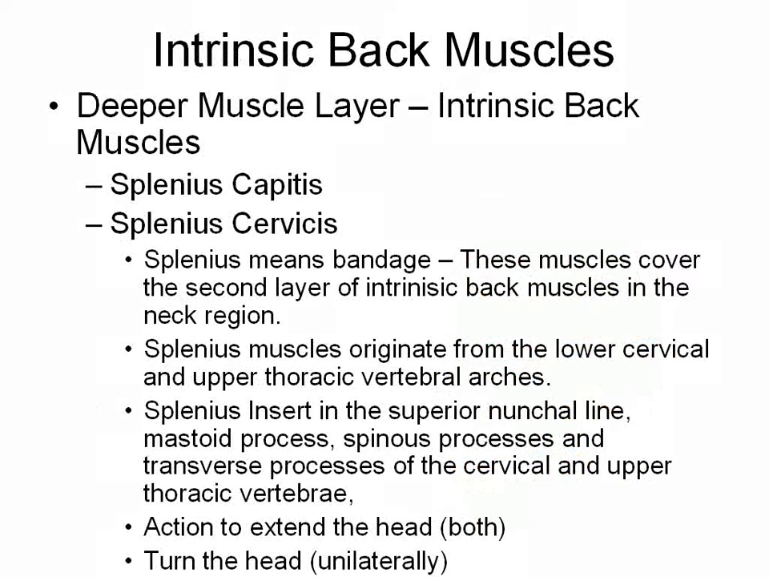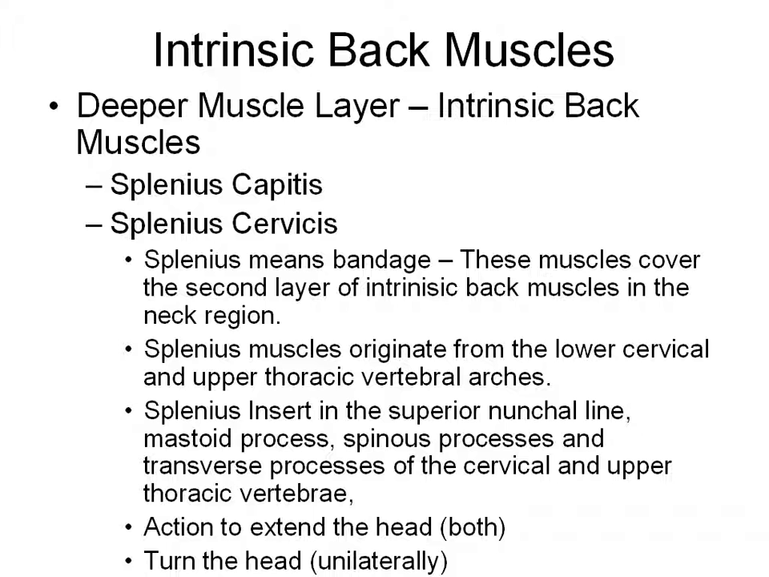If we go even deeper into the back, we will finally hit the intrinsic back muscle layer. Again, intrinsic meaning that they are necessary to the functioning of the back. The first group are the splenius group, splenius capitis and splenius cervicis. The word splenius means bandage, and of course they're named for their appearance. They are large, flat, broad muscles, as if somebody were wrapping a gauze bandage several times around. It would be large, broad, and flat.